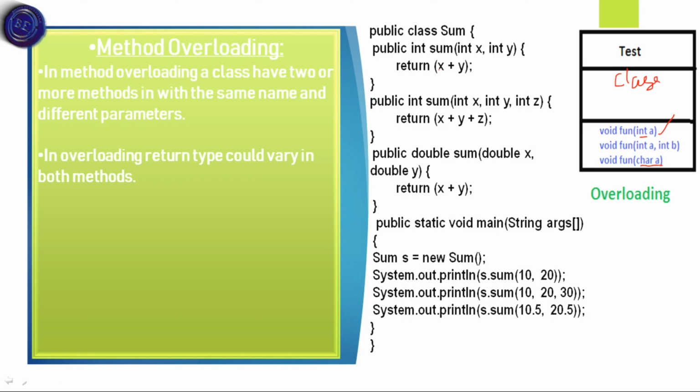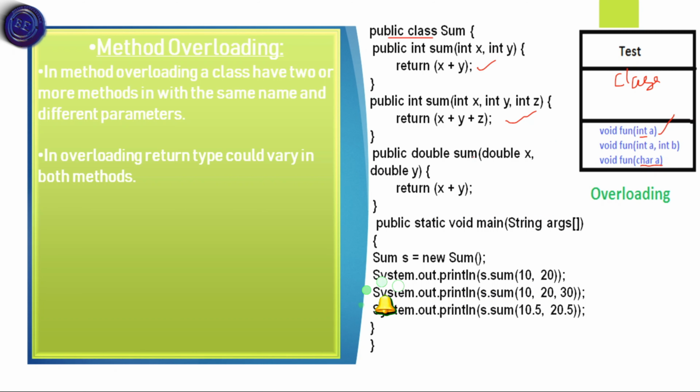So here is an example. Here is a class named sum. The main aim of this class is to perform the sum. In this method we are performing a sum between x and y, so the return value is x plus y, while in another method we have int x, y and z, so the return value is x plus y plus z. So the return value varies between the methods.